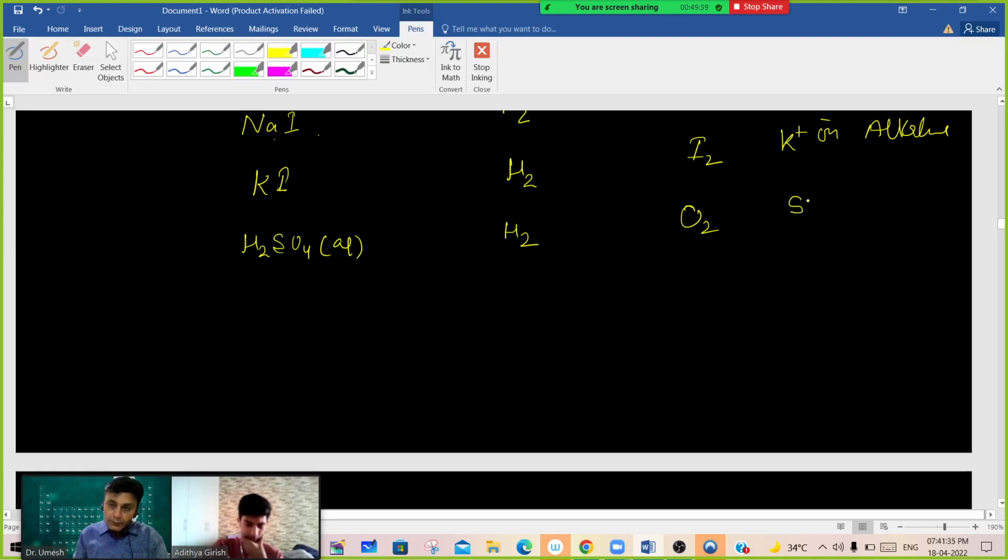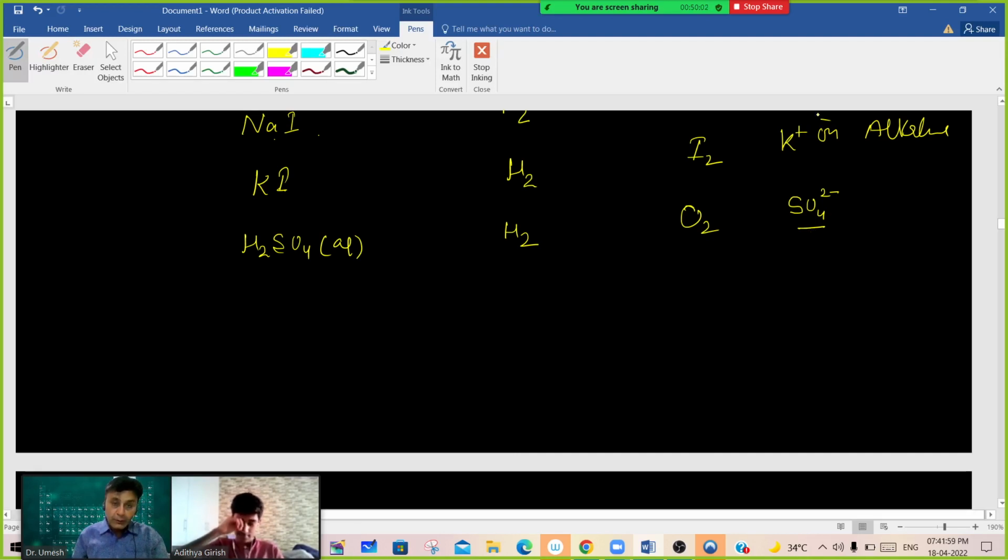In the solution, what is left is sulfate ion. Sulfate is acidic? No, nothing. Neither acid nor basic. Only sulfate ions are left. That's it.